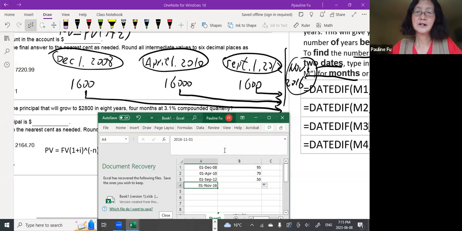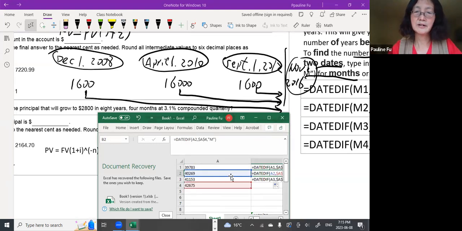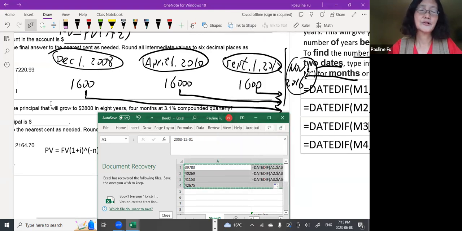Okay, so I'm going to maybe show the formula here, just as a reference.